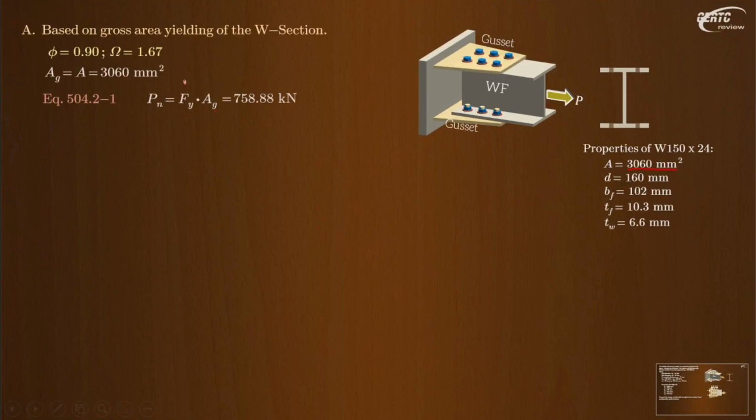Your Fy must be in megapascal and your Ag must be in square mm. The resulting unit here, we know, will be newton. So you just divide the result by 1,000, and you will get kilonewtons. So that is our nominal strength. So finally, we can now compute the design strength and the allowable strength.